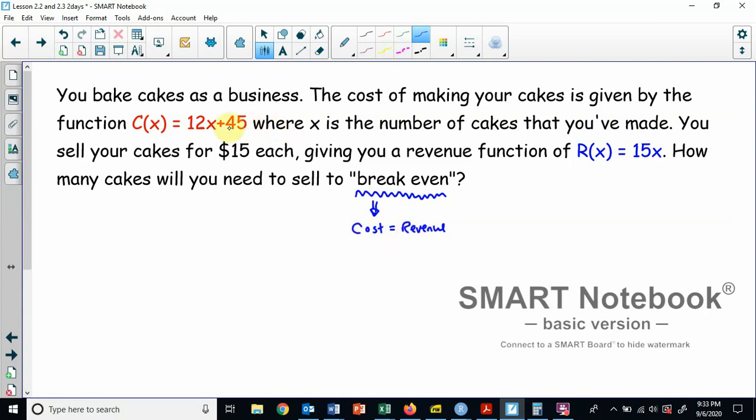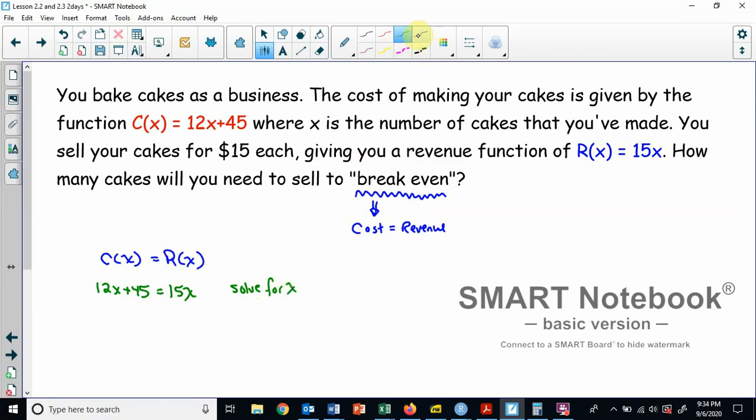Okay, so it looks like you probably started out spending $45 on something, and the cost for materials of each cake, say you bought some fancy pans to bake in, and you can use those over and over and over again. You just paid $45. The ingredients for each cake is $12. You sell them for $15. So how many cakes can you sell to cover this $45 cost is what we're asking. So all you do on these break-even questions is take the cost function and set it equal to the revenue function, and then let's write down the actual function. So this side is 12x plus 45 equals 15x. Then just solve for x.